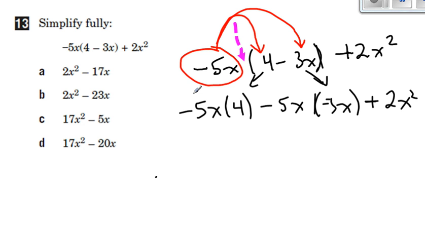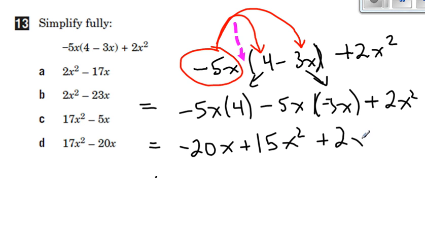So negative 5x times 4, well, negative 5 times 4 is negative 20, and there's that x. Now I have negative 5x times negative 3x. Negative times a negative is plus. 5 times 3 is 15. X times x is x squared. Plus 2x squared, I still haven't done anything with it yet, so it's still plus 2x squared.